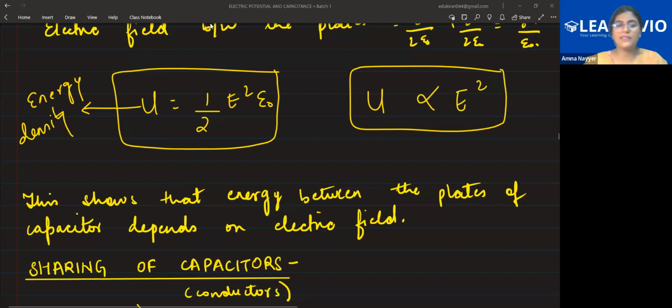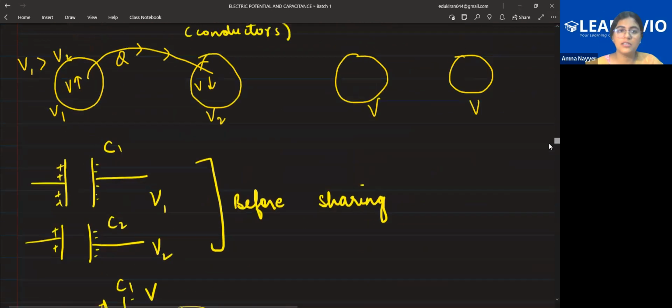Okay, yes, class. So we have to start with sharing of capacitors. In the last class, we have completed the energy density portion and the force portion, so how to calculate the force of a capacitor and energy density also. In this class, we'll be discussing how to calculate the loss of energy in capacitors, and when two capacitors are connected, then what all phenomena occur. So I'll be starting with sharing of capacitors in today's class.